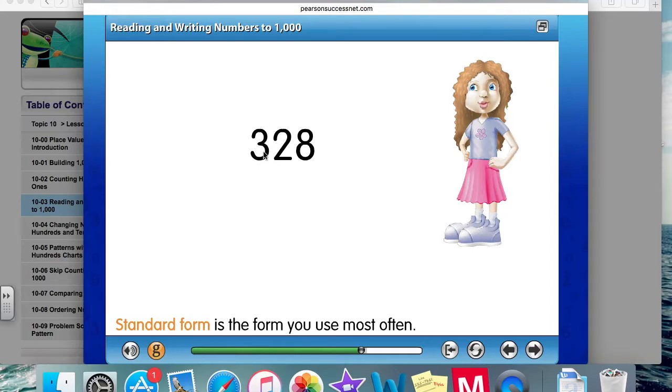The 3 in standard form stands for 3 hundreds. If you remember back to the other slide, there were 3 hundreds flats. So you would count 1, 2, 3 hundreds flats and put 3 in the hundreds place. The 2 stands for 2 tens. If you remember from the beginning, we had 2 ten rods. So we would count the ten rods up. We have 2 of them. That would make a 2 in the tens place. And our last number, 8, stands for the fact that we had 8 ones units, or 8 one cubes. Put that all together, we have 328. A third way to show the number is number word form.